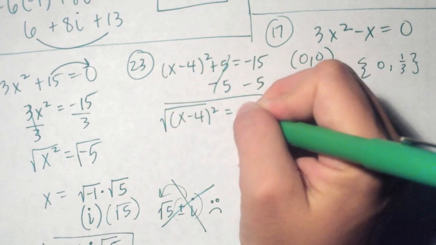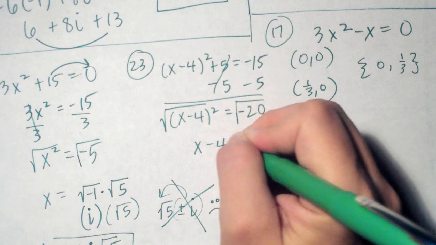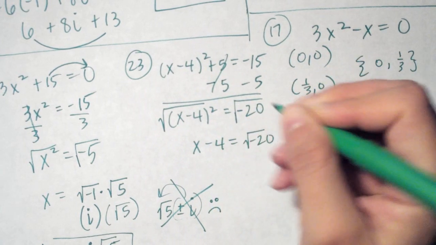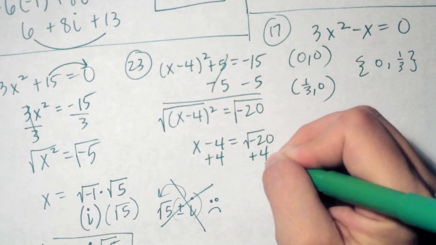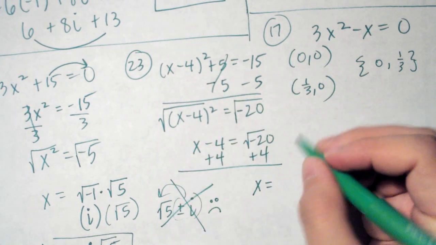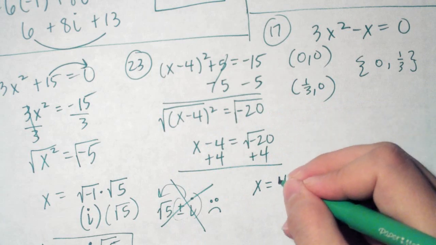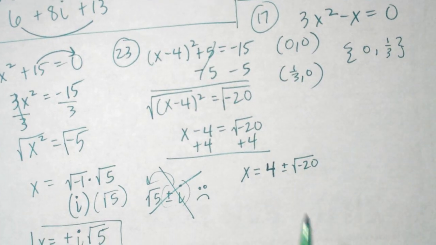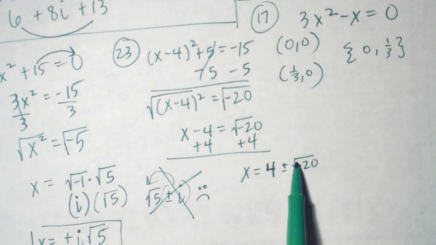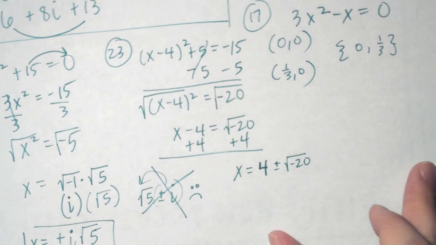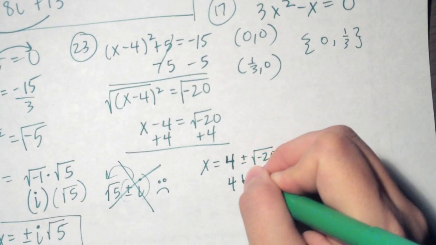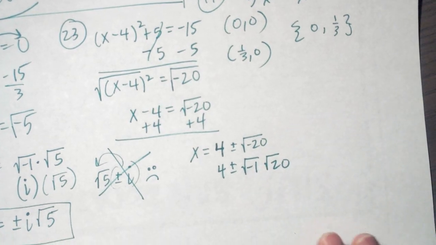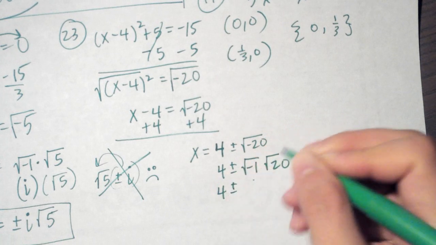I'm now going to take the square root of both sides. So I get x minus 4 equals the square root of negative 20. And then you add 4 to both sides. So I have 4 plus or minus the square root of negative 20. I'm going to break down the square root of negative 20. So that's going to break down to be the square root of negative 1 times the square root of 20. The square root of negative 1 is i.